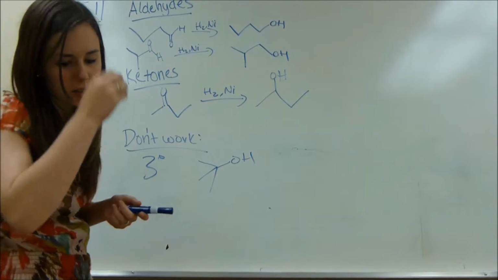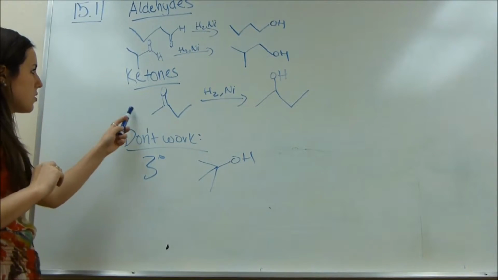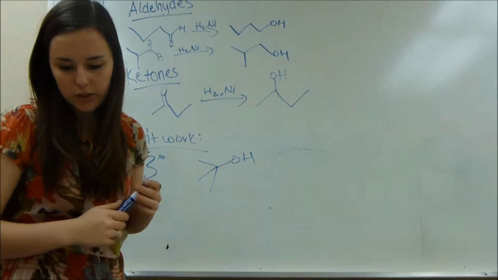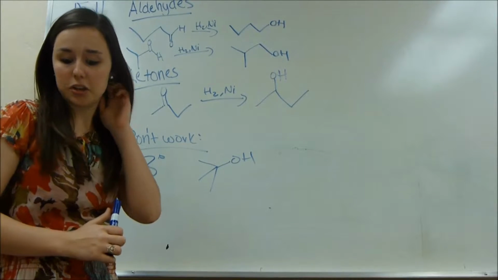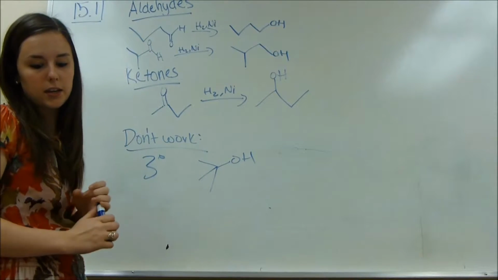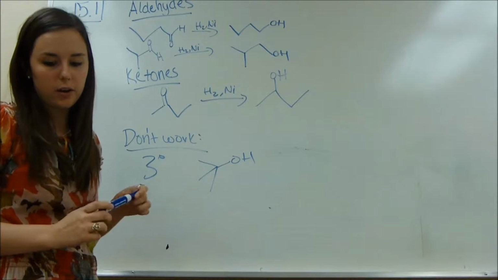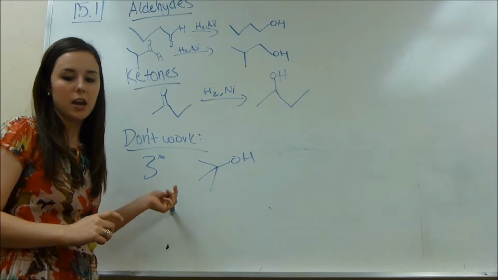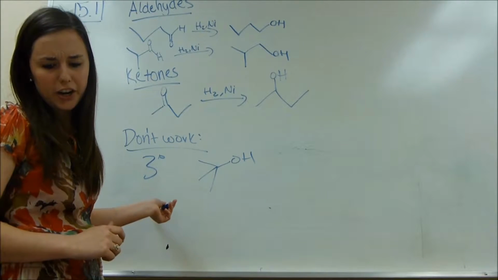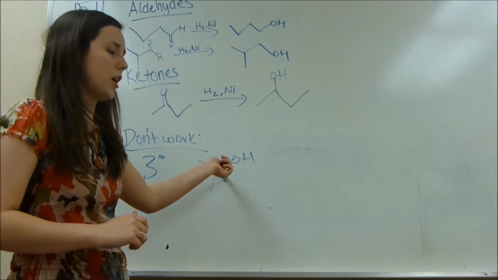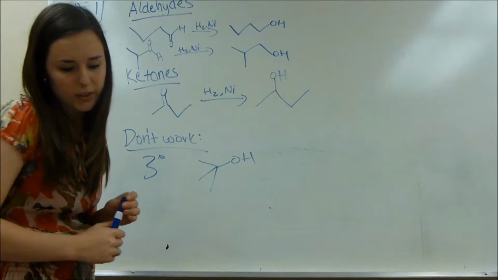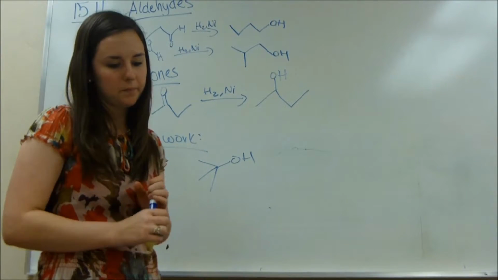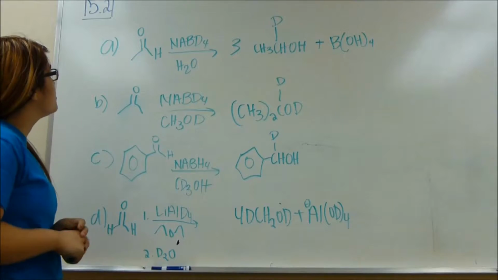The next question asks the same but for ketones, and this is one example of a ketone that would work for preparing alcohols by hydrogenation of ketones. And one thing to know when preparing alcohols by reduction is that tertiary alcohols do not work, such as this 2-methyl-2-propanol. It can't be prepared because it's a tertiary alcohol.